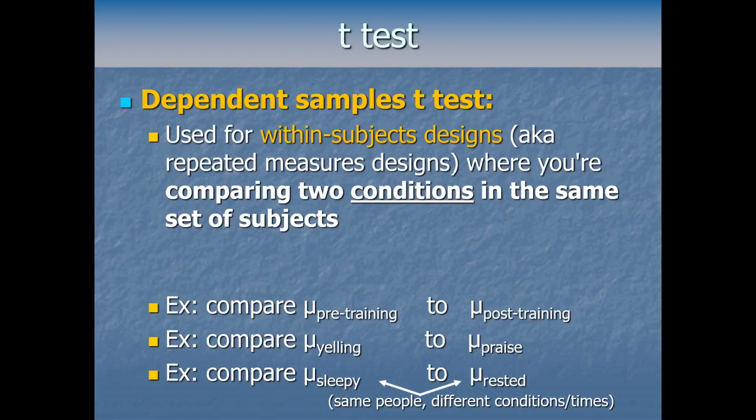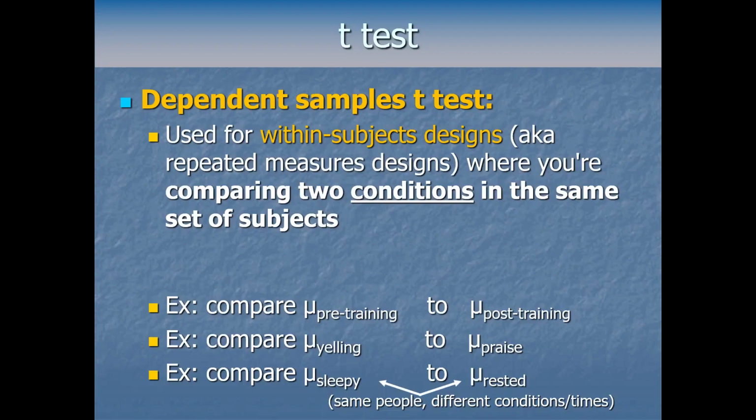Or another example might be measuring people when they're sleepy, like if you sleep deprive them one night, but then measuring those same people when they're well rested on a different night. It's still the same subjects in both conditions, so you're not comparing one group of people to another, you're comparing the same people in two situations. So what you're really doing is for each person calculating their difference score between the conditions.